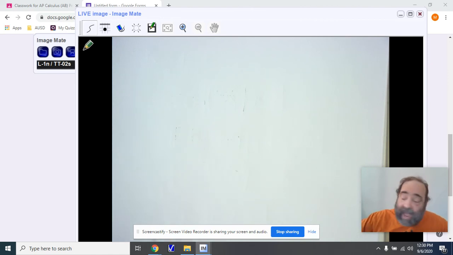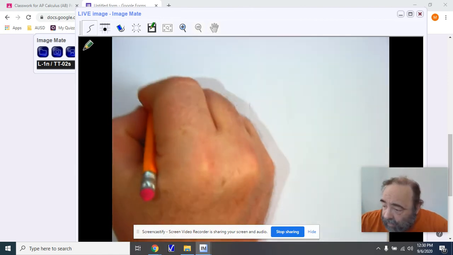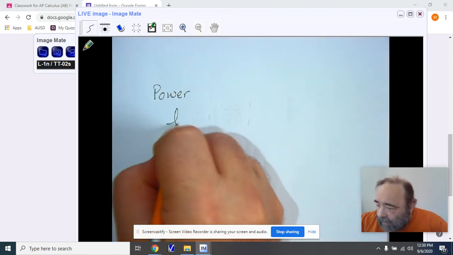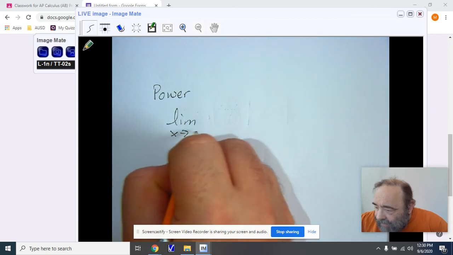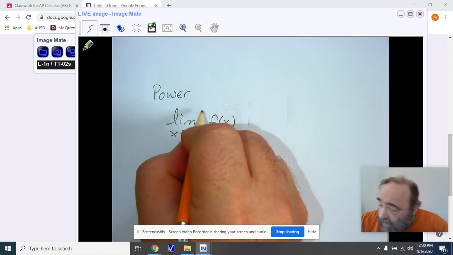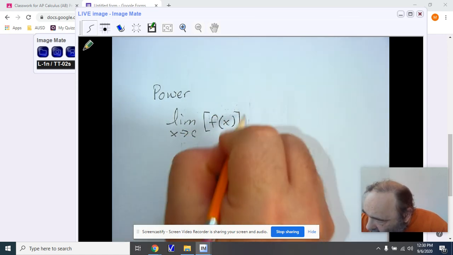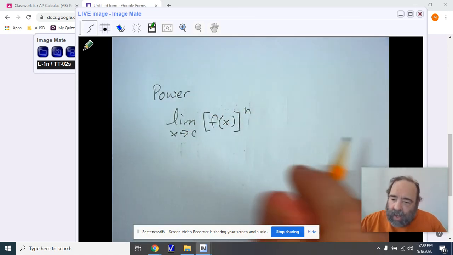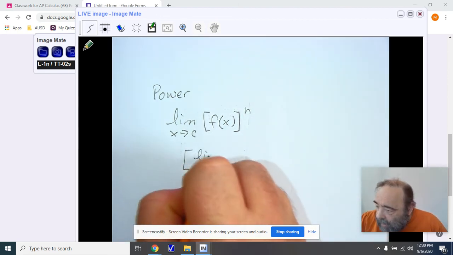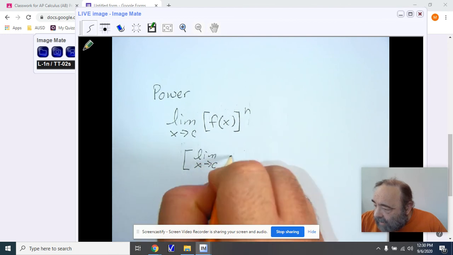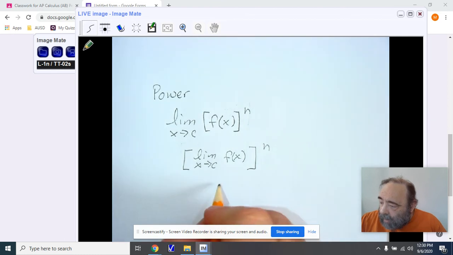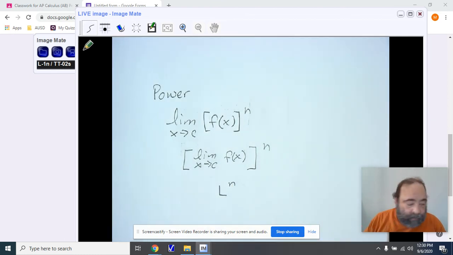The last rule that we have is the power rule or the exponent rule. Now, for our power rule, it says that if I have the limit as x approaches c for f of x, and I'm saying that this is to the nth power, that power can cause a problem. As a result, we take our limit as x approaches c for the inside piece, and then we apply the power after. This would give us L to the nth.